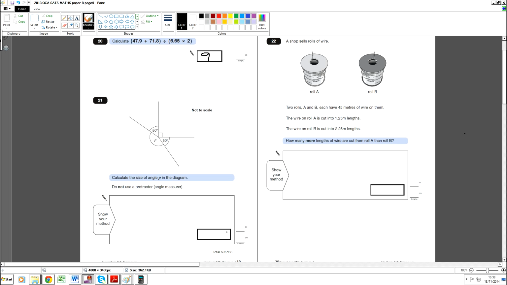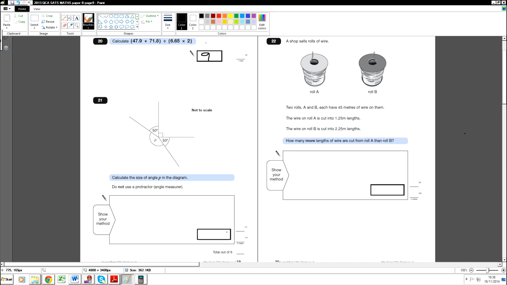Okay. Question number 21 now. Calculate the size of angle P in the diagram. Not to scale is very important, which means don't measure, don't use a protractor. Why? Because it's not to scale, it's just a sketch. Now in this particular question, we have a point there, and these angles are all the way around a point.